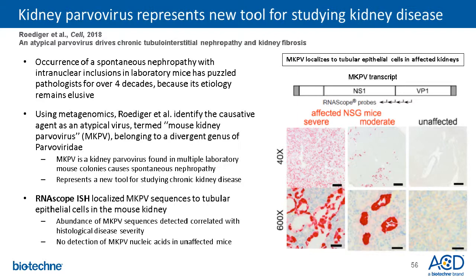MKPV is a kidney parvovirus that has been found in multiple laboratory mouse colonies and causes spontaneous nephropathy, but now could represent a new tool for studying chronic kidney disease. RNAscope was used to localize the MKPV sequences to tubular epithelial cells in the mouse kidney. And as you can see here, an abundance of MKPV sequences were detected that correlated with histological disease severity, while there was no detection of MKPV nucleic acids in unaffected mice.